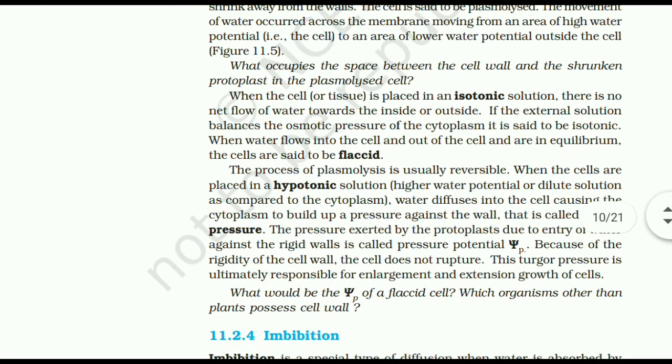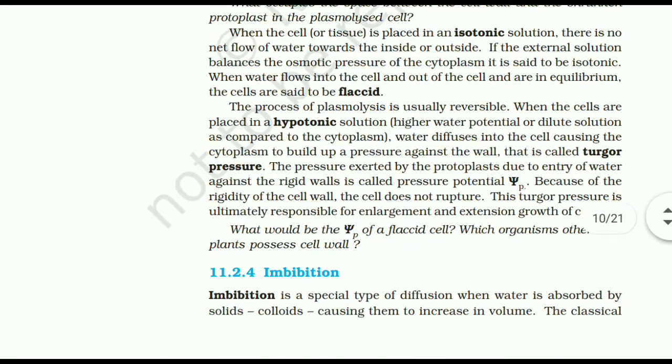When the cell or tissue is placed in isotonic solution, there is no net flow of water towards inside or outside. If the external solution balances the osmotic pressure of the cytoplasm, it is said to be isotonic. When water flows into the cell and out of the cell and is in equilibrium, the cells are said to be flaccid. The process of plasmolysis is usually reversible.